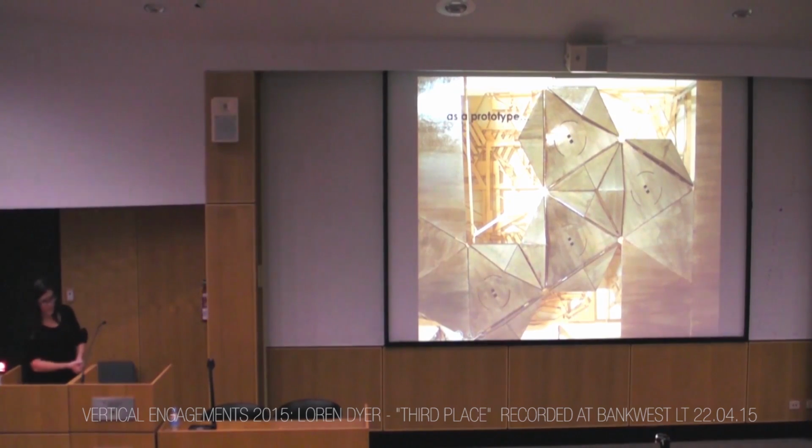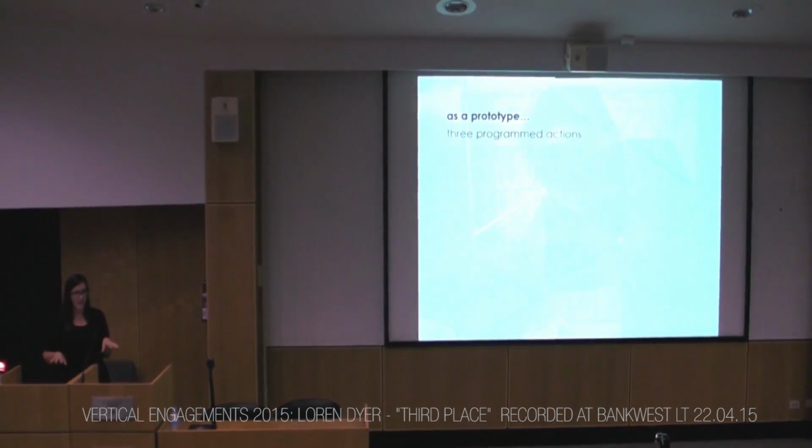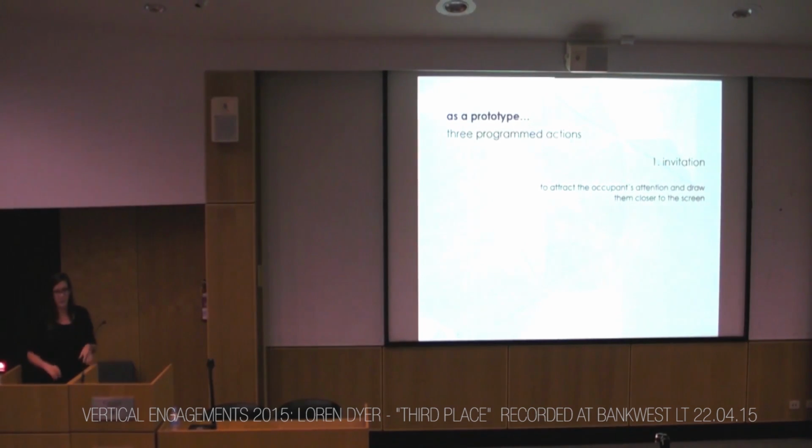In terms of the prototype, this is what it looked like when it was hung on the wall. There were 4 panels in the end, and it had 3 actions, or at least 3 programmed actions. The first was the invitation. So this was just a little thing that was meant to attract the user's attention and draw them closer to the screen in order to interact with it. And it just meant that if somebody wasn't very close to it, the motor would open and close little bits so that the arms kind of flickered a little instead of scattering off somewhere. So it's not a huge movement, but something you might catch out of the corner of your eye.